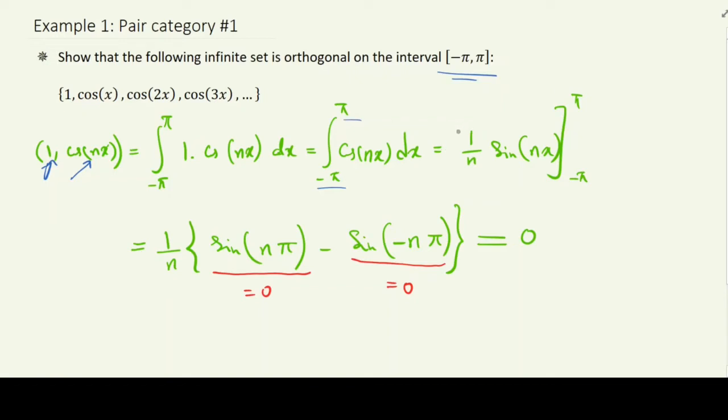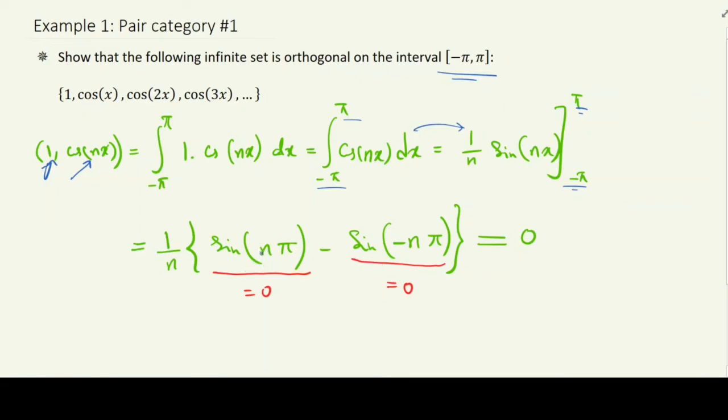And if you integrate this, it's going to be 1 over n sine nx, from minus pi to pi. And if you substitute minus pi and pi into this relation that you have here, you're going to get sine n pi minus sine minus n pi. So feel free to pause the video here and think about why these terms are 0.